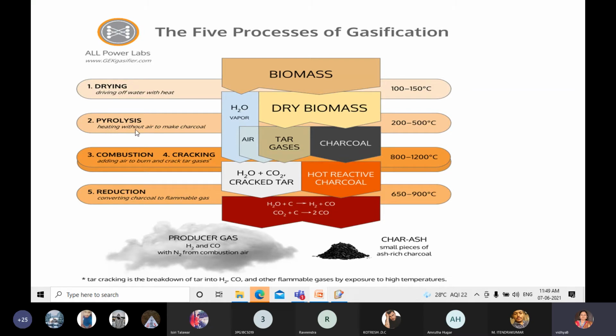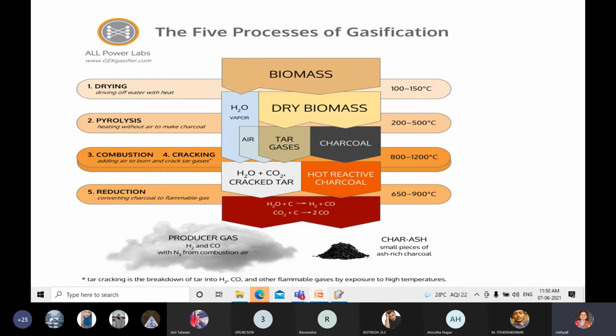Here they are saying heating without air to make charcoal. This is the pyrolysis zone. What we get is charcoal. Okay. Here the temperature ranges are given: the first range is 100 to 150 degrees Celsius, and the next is 200 to 500. First, up to 200 degrees Celsius only water is driven off. Okay, only water is driven off, it is removed.